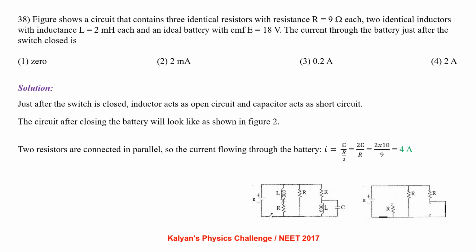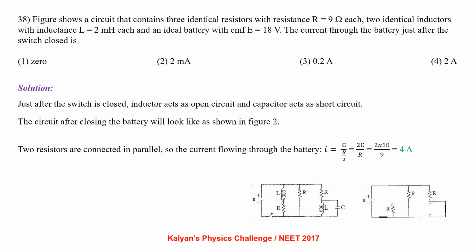Figure shows a circuit that contains three identical resistors with resistance 9 ohms each, two identical inductors with inductance 2 millihenry each, and an ideal battery of 18 volts. The current through the battery just after the switch is closed is: it is important to understand the behavior of inductor and capacitor the moment the switch is closed. Inductor opposes changes in current while capacitor opposes changes in voltage. Because of this, just after the switch is closed, inductor acts as open circuit while capacitor acts as short circuit.